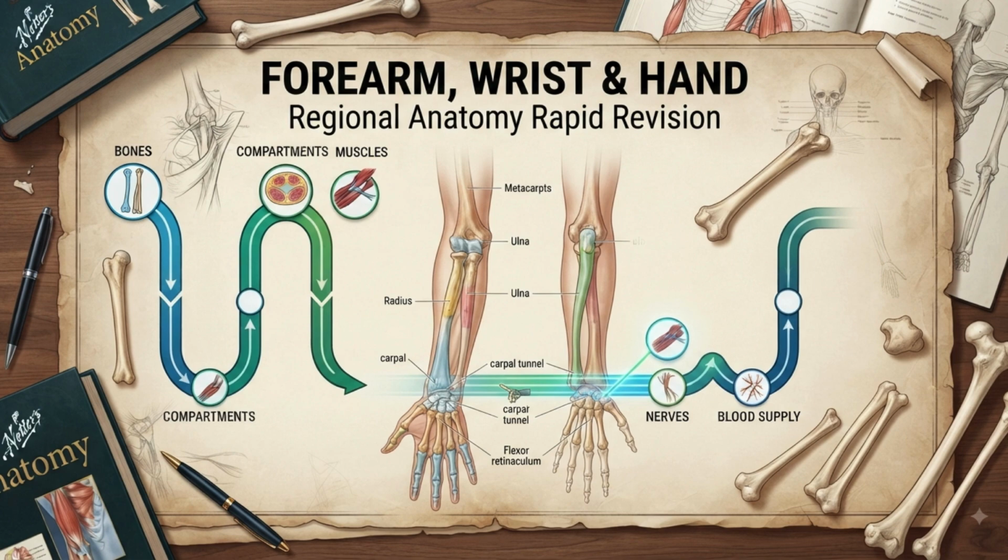Welcome to the third and final video in our regional anatomy revision series. In this video, we are covering the forearm, wrist and hand.